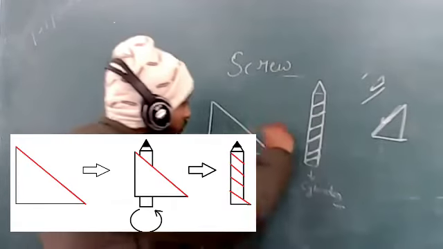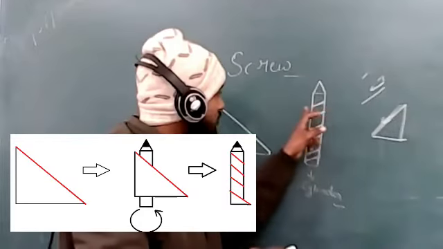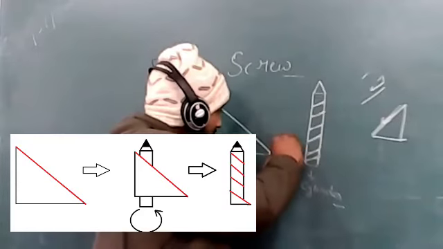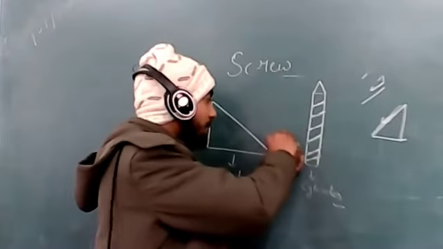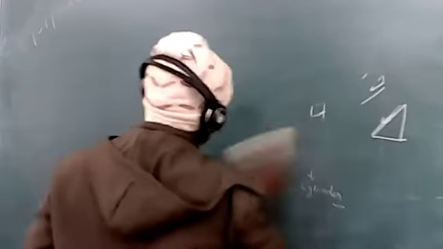Suppose a nail does not go into a wall, but a screw can easily go into it because it has a slope, and when you rotate the screw, what happens? It goes inside. So one thing I want to tell you about the screw.